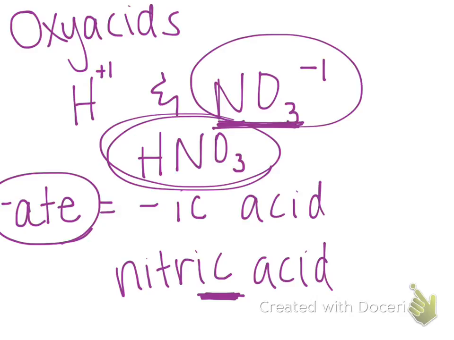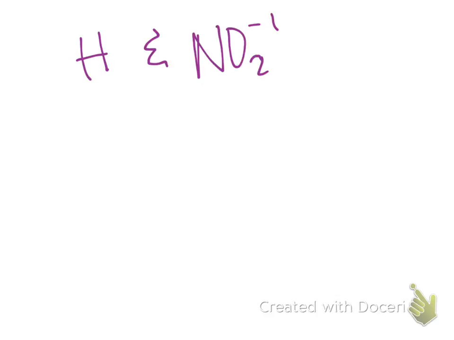We'll keep doing a couple more examples. I want to look at now the difference between nitrate and nitrite. They're going to make 2 different types of acids. All right, so pair hydrogen and nitrite. Nitrite is what? NO2 minus 1. Good. So if we're going to pair these, it's going to be a simple pairing again, but it's going to be HNO2. That's the only difference.